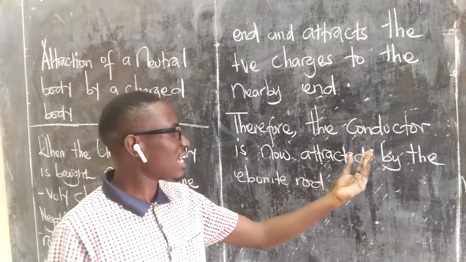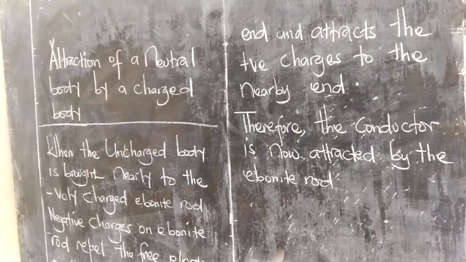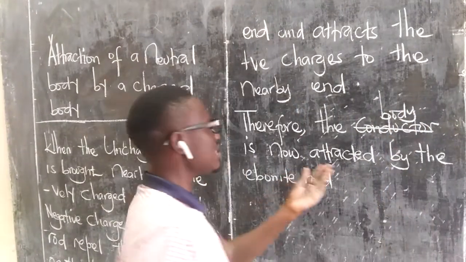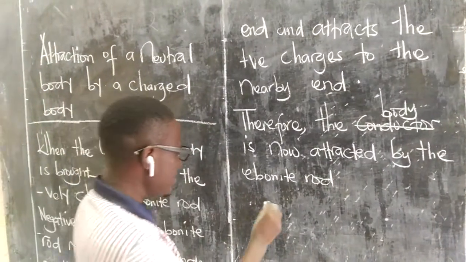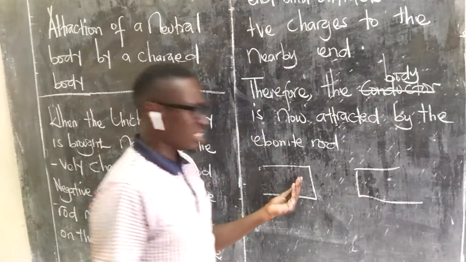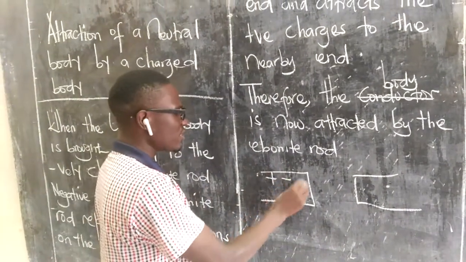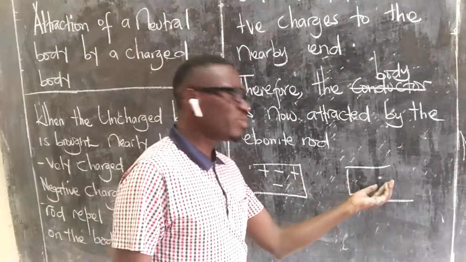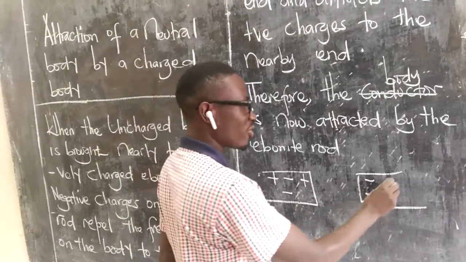Therefore, the conductor, or the body, is now attracted by the ebonite rod. Let me just explain it using this simple diagram here. Just imagine, this is the uncharged body. An uncharged body has both positive and negative charges. And you bring it close to a negatively charged rod. This is a negatively charged rod.